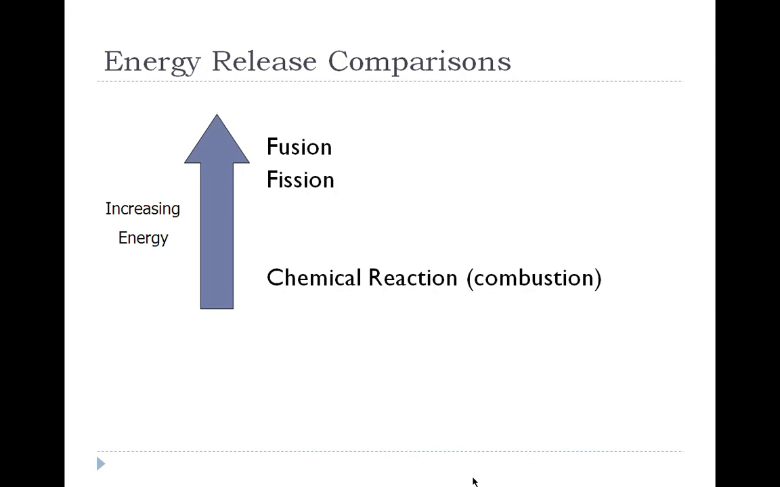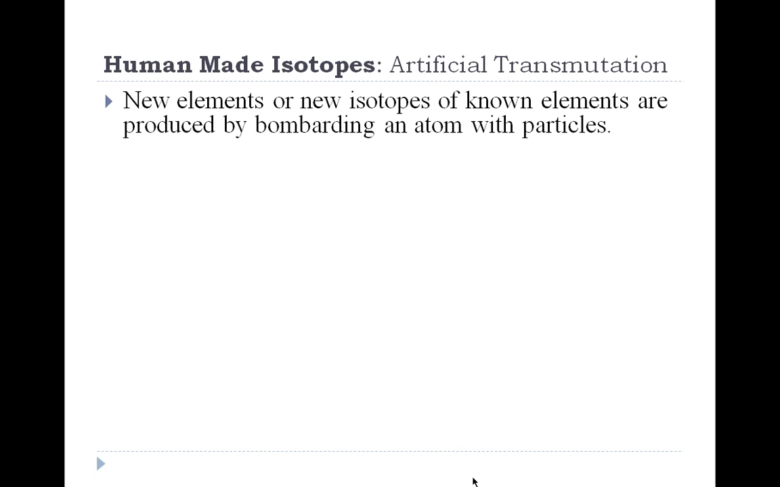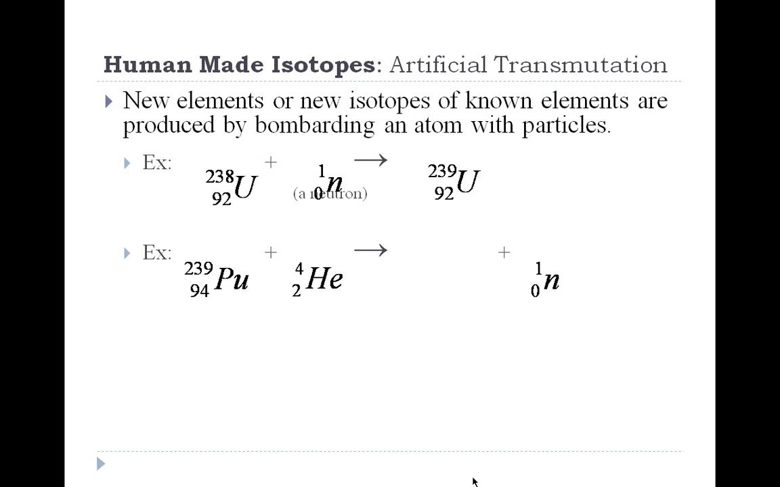In terms of energy release comparisons per nuclei, fusion releases a lot more energy than chemical reactions, combustion by burning things like fossil fuels. Fission, a little bit less, but pretty close to fusion. Now, radioisotopes at work. Let's talk about human-made isotopes. New elements or new isotopes of known elements are produced by bombarding an atom with particles. An example of this is taking uranium and a neutron, combining them together and forming a new element or a new atom of uranium, which is an isotope. You can also take plutonium, collide it with an alpha particle, and you can get curium.